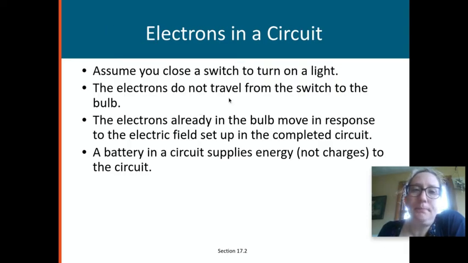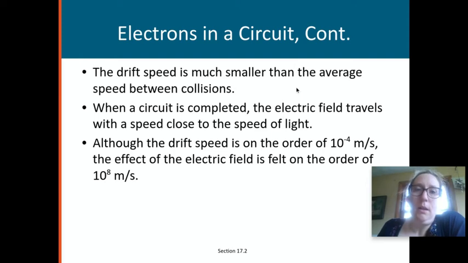So in a circuit, we're talking about something that has a power source and some sort of capacitor or resistor or something, a light bulb, something. When you turn a switch on, say in your house, okay, the electrons don't travel from the switch to the bulb. They travel from the power source to the bulb. The switch just cuts the path, okay? Don't worry about drift speed.